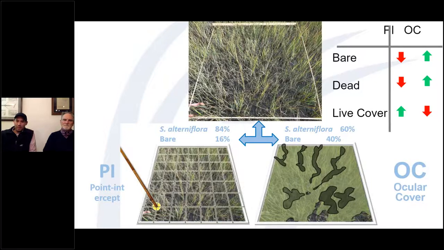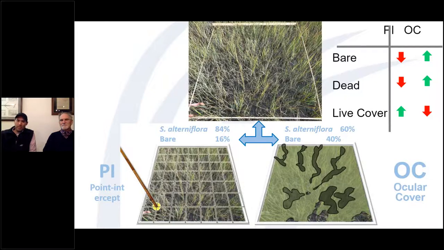And even with the simple plot, we see some major differences, with the alternate flora much higher in point intercept, 84 versus 60%, and bare cover much lower in point intercept. And we saw this pattern exist not just in this one plot, but we did this over 100 plots across all four reserves, and we found the same general pattern of point intercept having estimates lower in bare and dead categories and always higher in live cover categories.